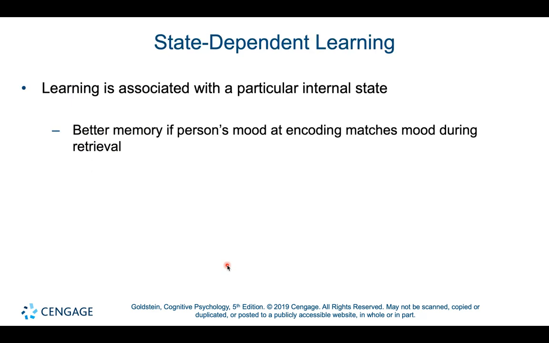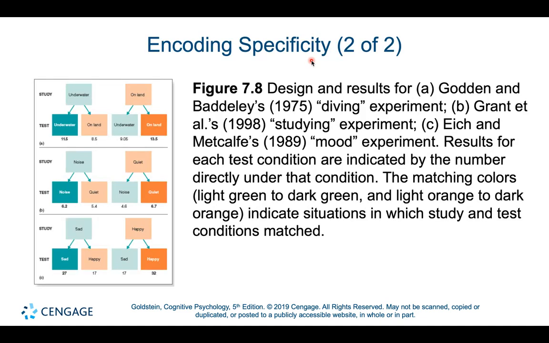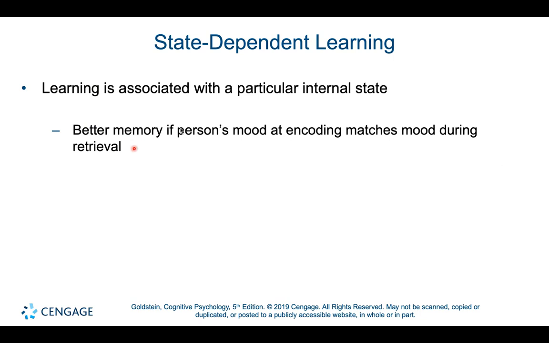This is related to something maybe a little bit more specific called state-dependent learning. We tend to think of encoding specificity really as being the matching of the outside world. So underwater versus on land, and noisy versus quiet. Encoding specificity is about the outside world. State-dependent learning is about internal states. So that would be the mood one, the sadness versus happiness.